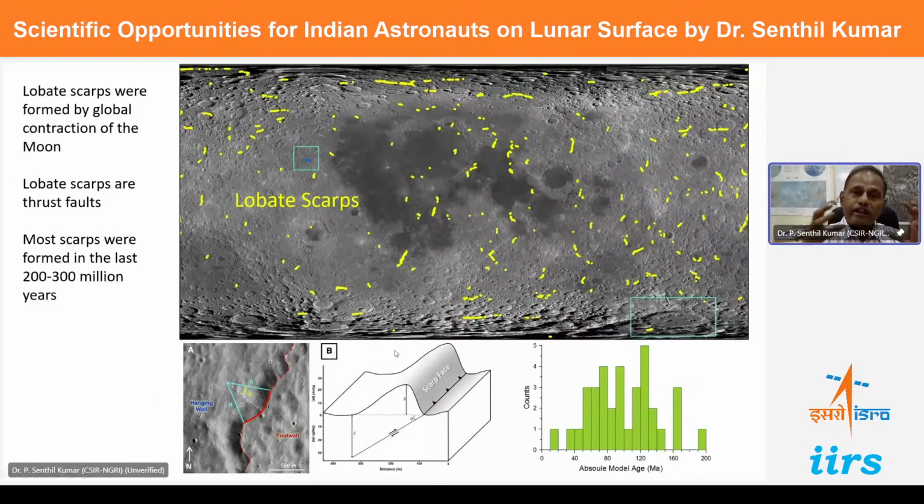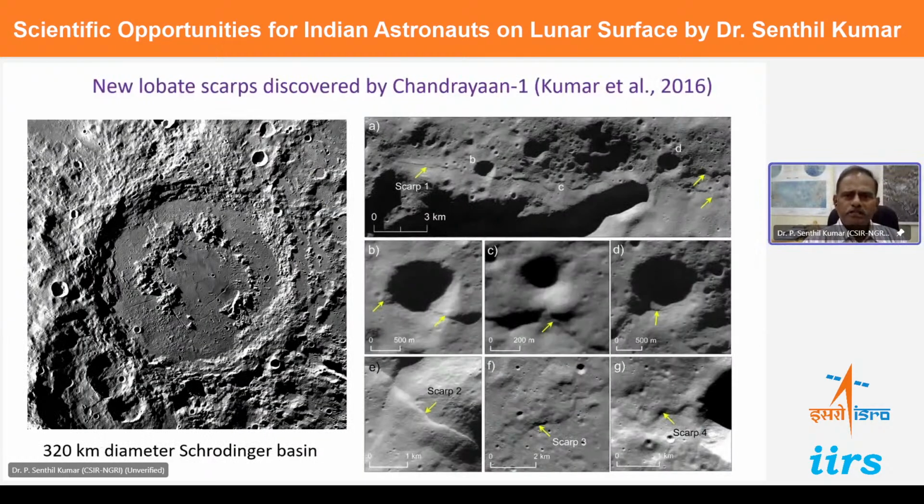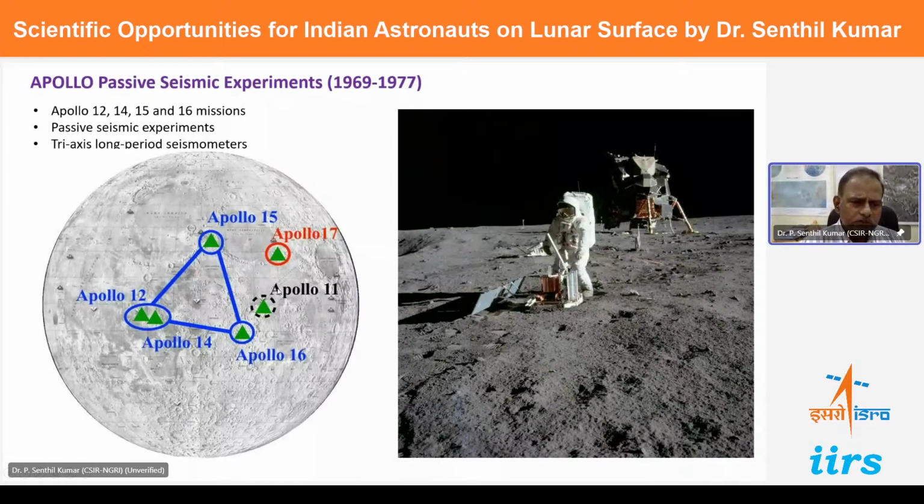The moon also undergoes shrinking. The global contraction also produced thrust faults on the surface of the moon. They are called lobate scarps. Thousands of scarps are found, and these scarps formed in the last 200 to 300 million years. Therefore, by understanding lobate scarps, we can understand the global contraction of the moon. They are also responsible for producing seismicity in moonquakes. We also discovered such lobate scarps using Chandrayaan-1 data from the crater called Schrodinger, and we can land here also. And here I come to geophysics.